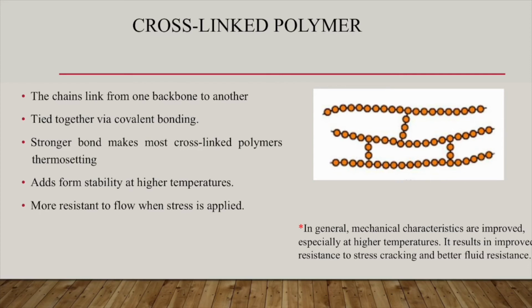If we are able to introduce cross-linking bonds between adjacent molecular chains, this adds form stability at higher temperature. There will still be some loss of strength at elevated temperature, but the cross-linked molecular chains are much more resistant to flow when stress is applied. In general, mechanical characteristics are improved, especially at higher temperature. It results in improved resistance to stress cracking and better fluid resistance.